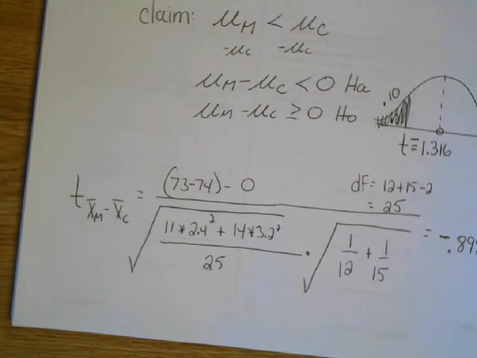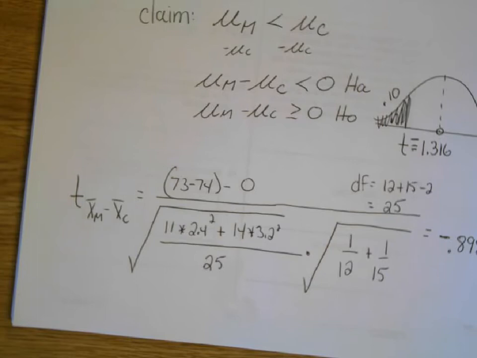73 minus 74 divided by, I got two things multiplied down there, so I'm going to start with the parentheses. Okay, square root. I've got a big numerator there, so I'm going to do another parenthesis. 11 times 2.4 squared plus 14 times 3.2 squared. That's the numerator. Divide by 25, stopping that square root.